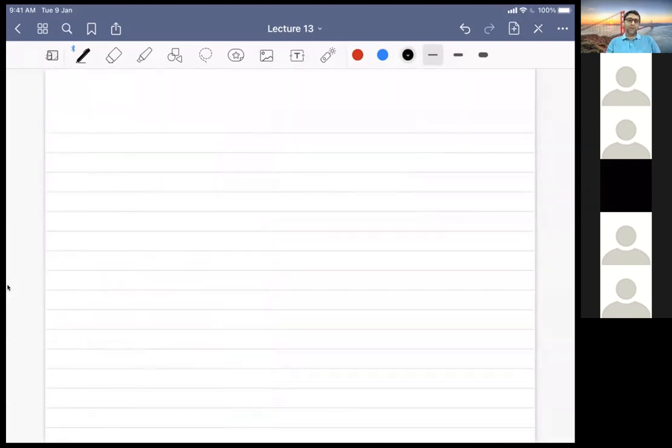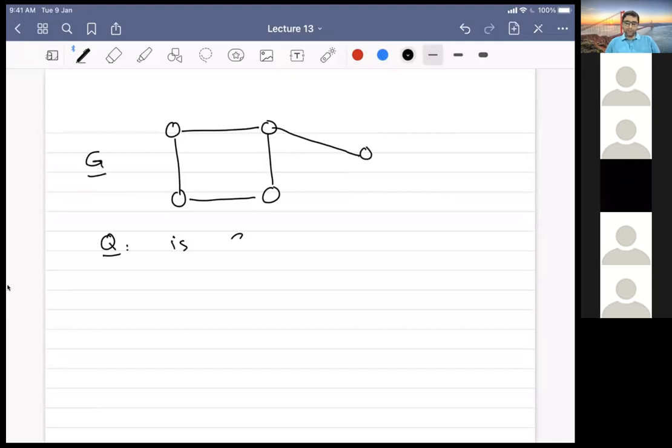Suppose I give you a graph. Suppose this is a graph. I'm not naming the vertices of this graph. Just imagine there are five vertices and five edges. I can ask you this question. Let's call this graph G. My question is, is G connected? So what do you mean by connected? Okay, that's a good question. What is meant by a connected graph?